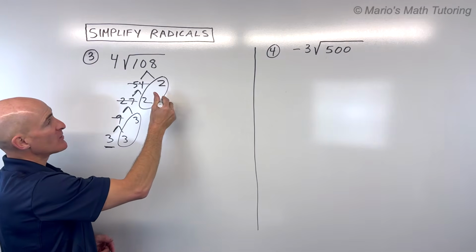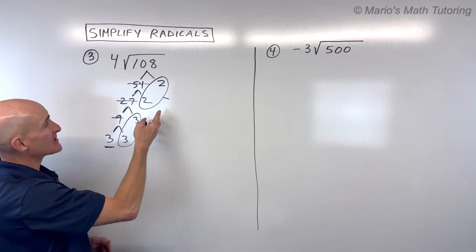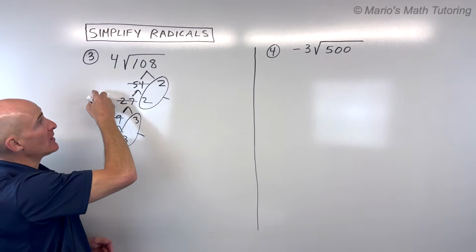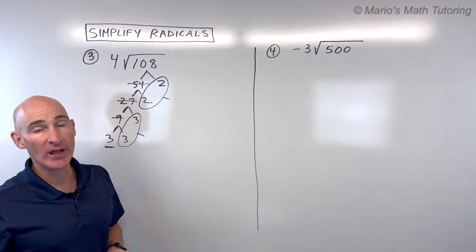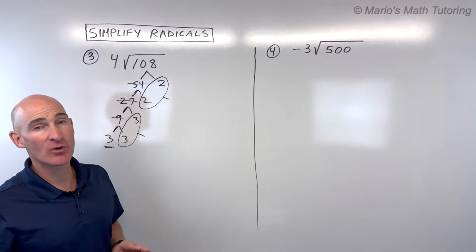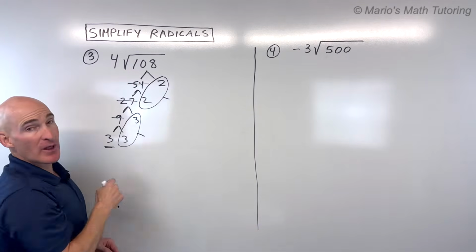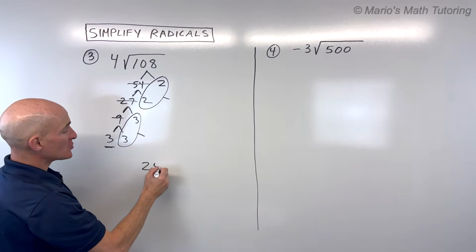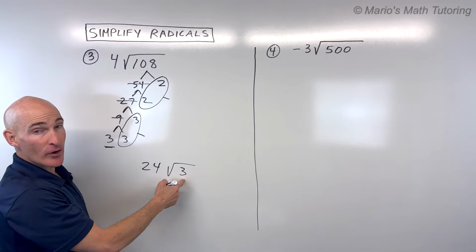So just like we did in the previous example, this is going to be 2 times 3, which is 6. That's going to come in front of the square root, but there's a 4 there. And notice the 4 is right next to the square root of 108, which means it's multiplied by that square root of 108. So when I pull out the 2 times 3, which is 6, it's going to get multiplied by the 4, which gives us 24. And we have this square root of 3 left over.